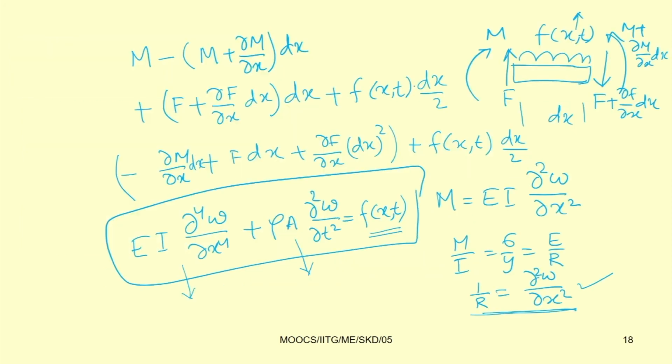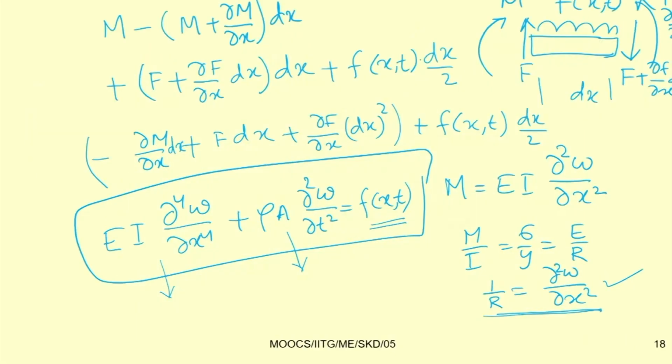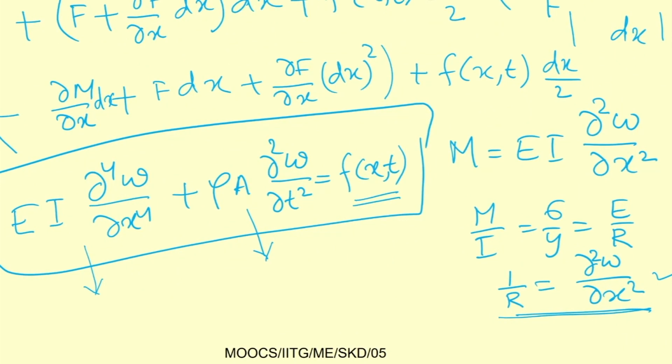So, you can see unlike the lumped parameter model, this W is not a function of only time, but it is a function of both time and this x, that is the position. So, it is a function of both time and position. So, let us see another example.